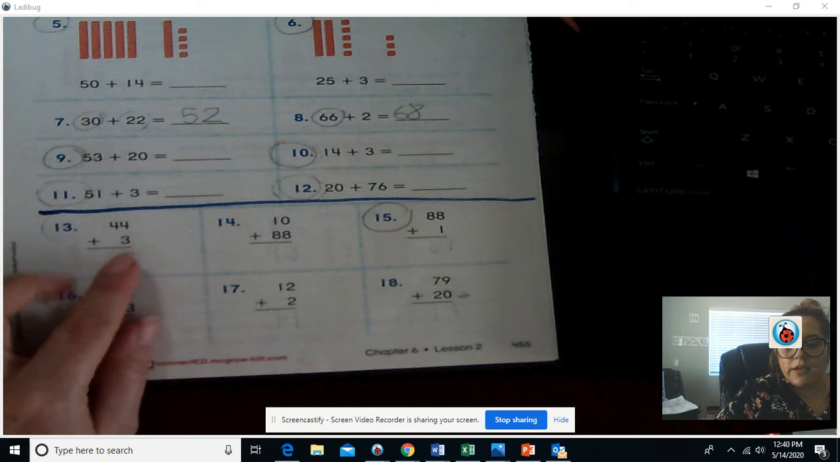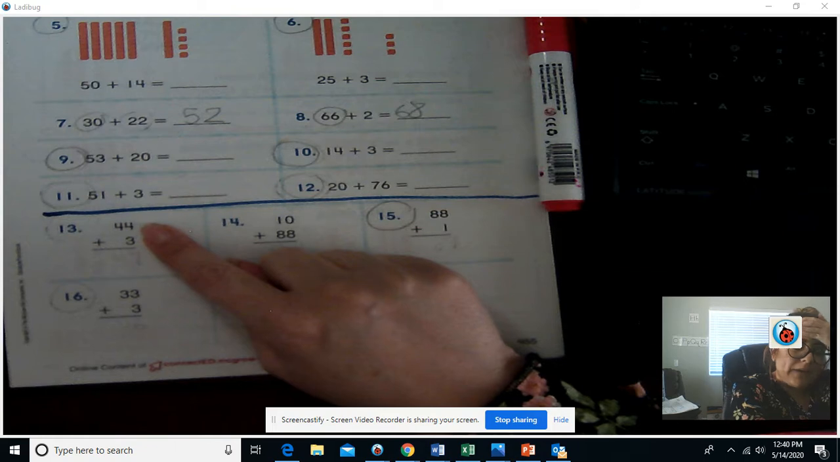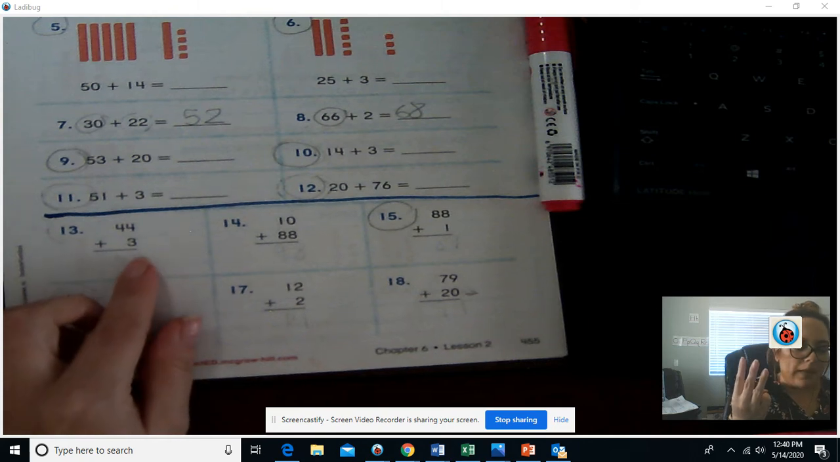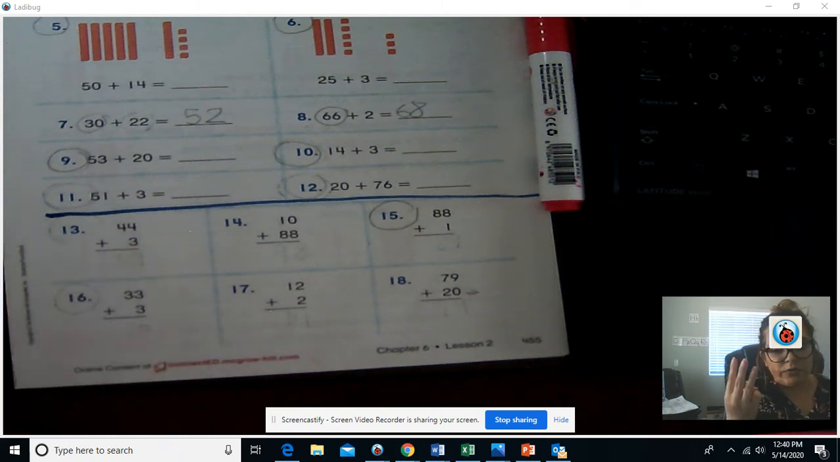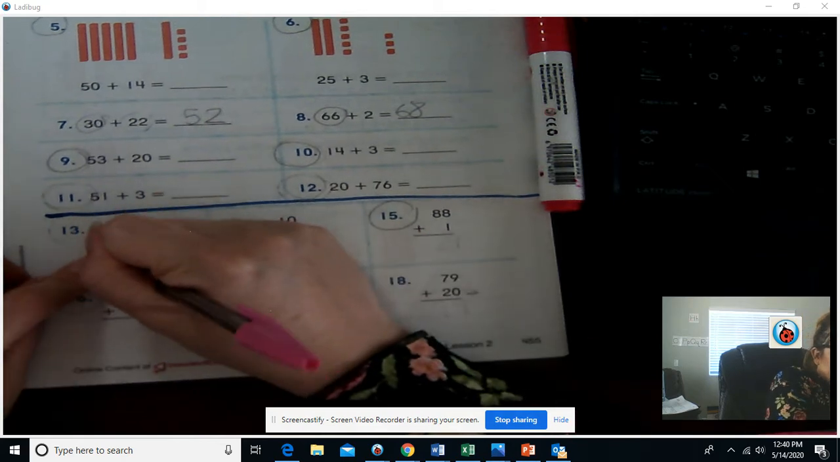Finally, I can solve this by counting on in my head. I'm going to take the bigger number, 44, and I'm going to save it in my head. And I'm going to put up 3 fingers because that's how much I need to add. 44 plus 3. So I'm going to count on from 44. I start at 44. 44, 45, 46, 47. Every time I count a number, I'm going to put a finger down. So I know that 44 plus 3 is 47.